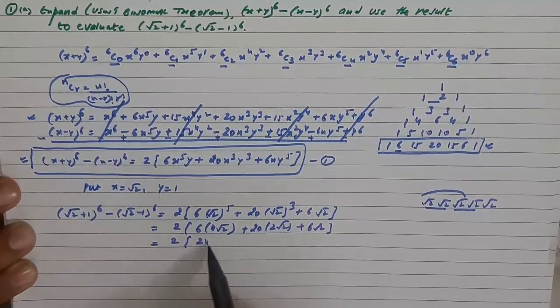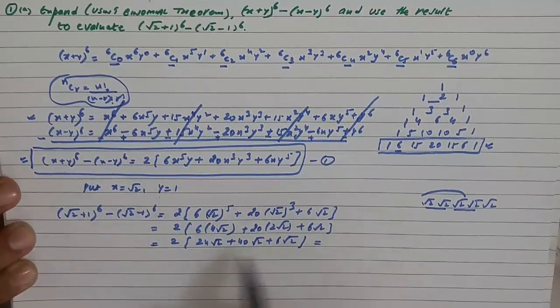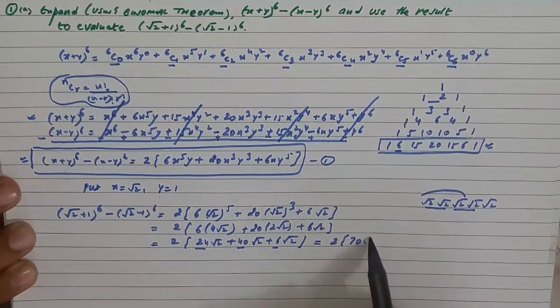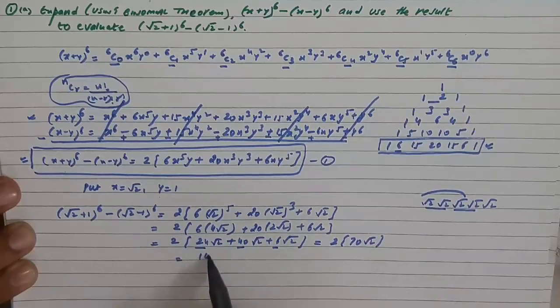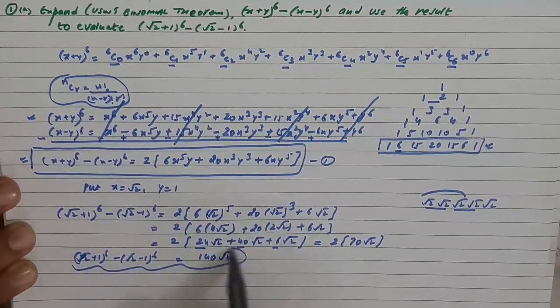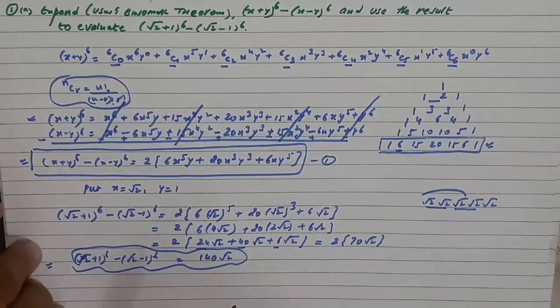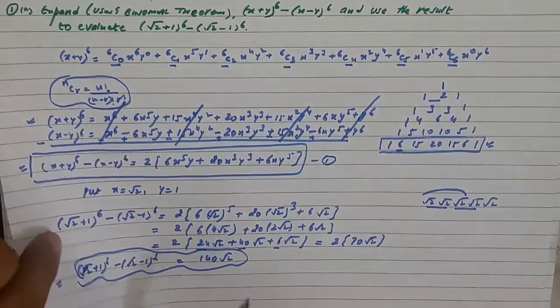तो we have 24 root 2 plus 40 root 2 plus 6 root 2, right? So we have 40 and 24, 64 and 6, we have 70 root 2, and overall we have 140 root 2. So we can say that the value of (root 2 plus 1) raised to the power 6 comes out to be 140 root 2.